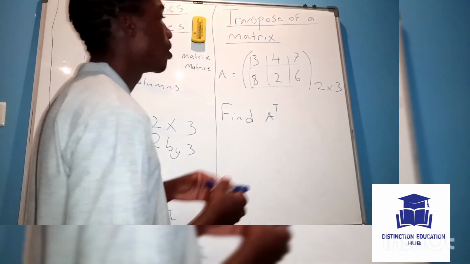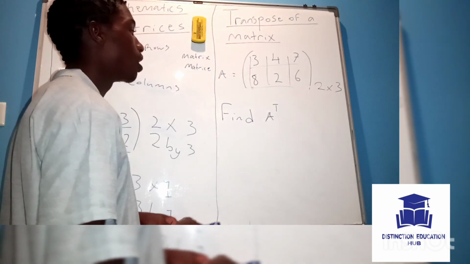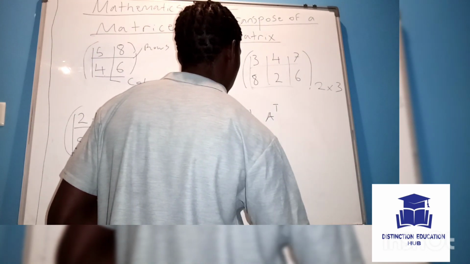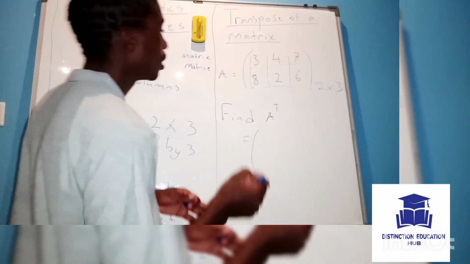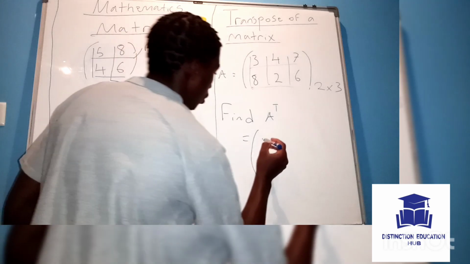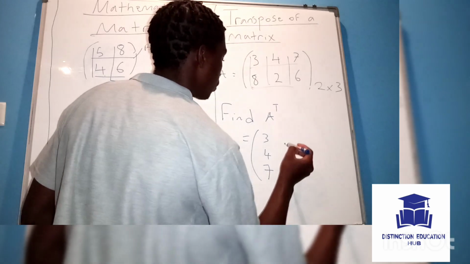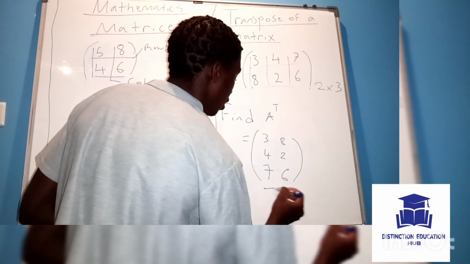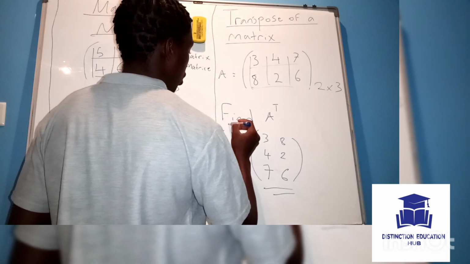I said transposing a matrix is simply making the rows the columns and making the columns the rows. Let me show you what I mean. So the first row becomes the first column and the second row becomes the second column, vice versa. So 3, 4, 7, 8, 2, 6, and you're done. You have transposed matrix A.